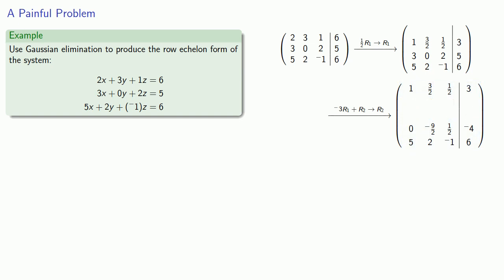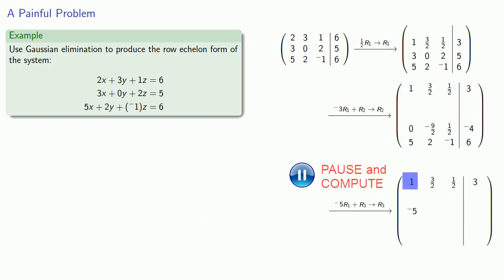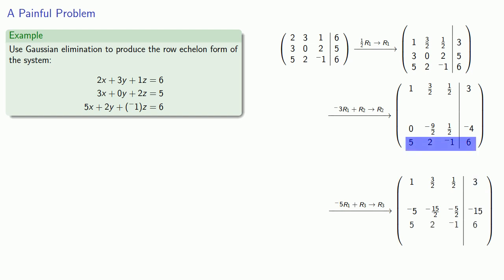Now we'll want to eliminate the leading entry in the third row. So if we multiply the first row by -5 and add it to the last row, we'll get a 0 there. So -5 times 1 gives us -5. -5 times 3/2 gives us -15/2. -5 times 1/2 gives us -5/2. And -5 times 3 gives us -15. We'll copy down the original third row closer for convenience, and we'll add: -5 plus 5 is 0, -15/2 plus 2 is -11/2, -5/2 minus 1 is -7/2, and -15 plus 6 is -9.